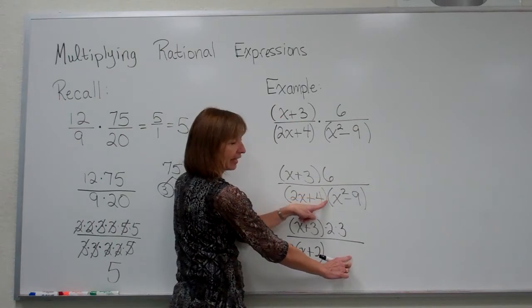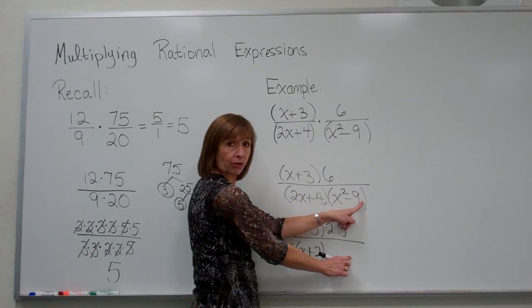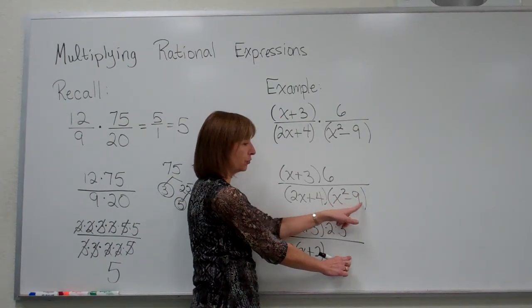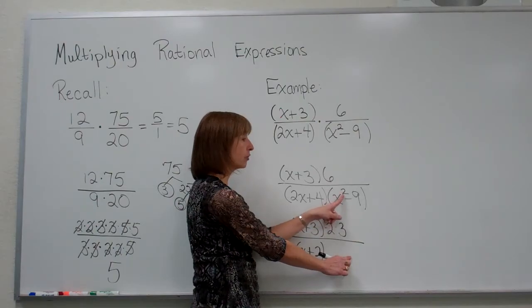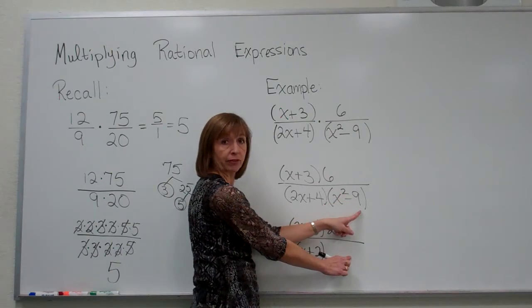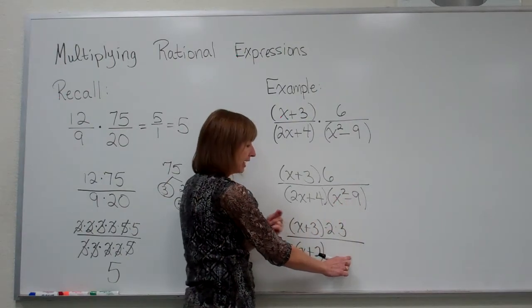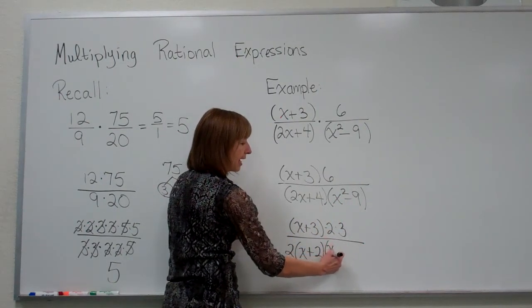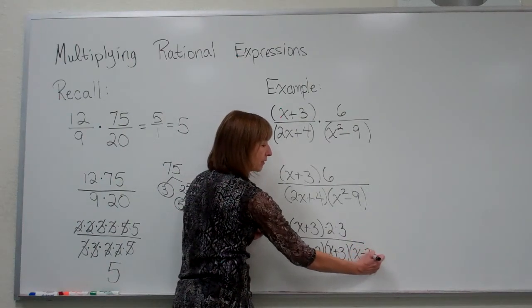Now let's look at the second factor in the denominator. There is no common factor all the way through. It has 2 terms. It's got a minus between it, and the first term is a square and 9 is a perfect square. So this is a difference of 2 squares. It factors as x plus 3 times x minus 3.